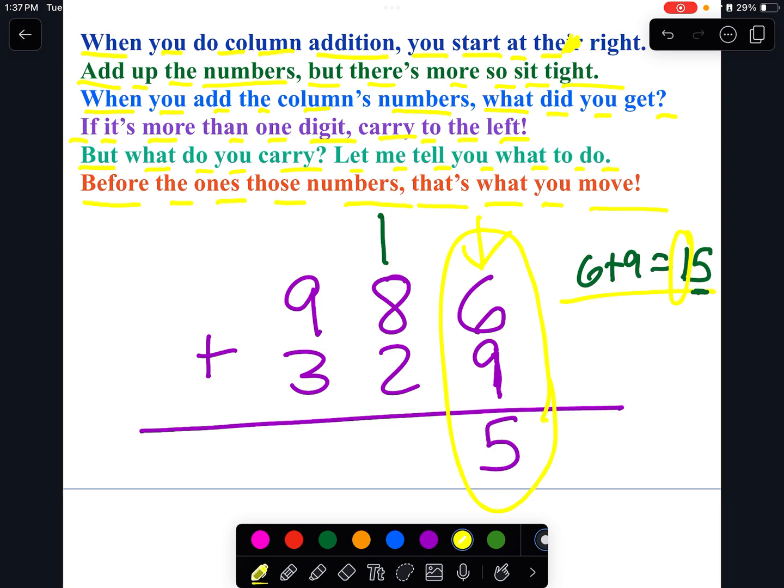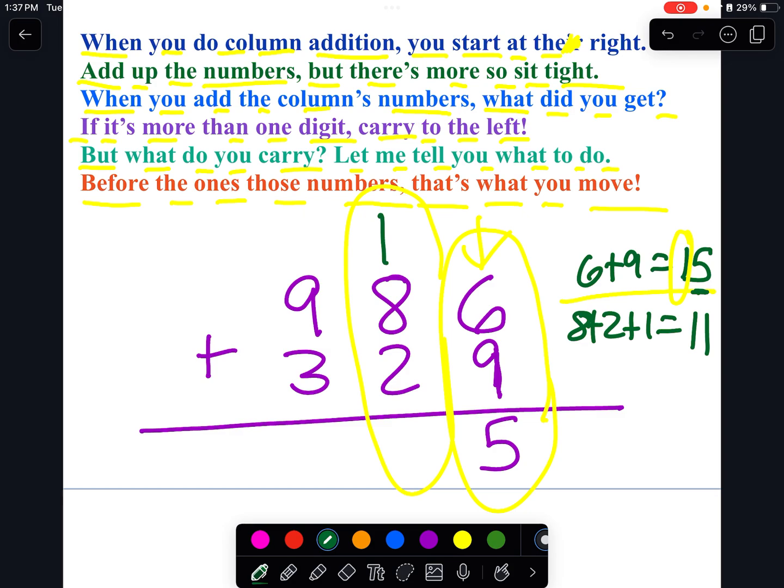Now we're going to do the same thing. When you do column addition, you start at the right. Add up those numbers, but there's more, so sit tight. Now we just keep going. When you add the column's numbers, what did you get? Let's see, what did we get? We got 8 plus 2, which is 10, plus 1, so that equals 11.